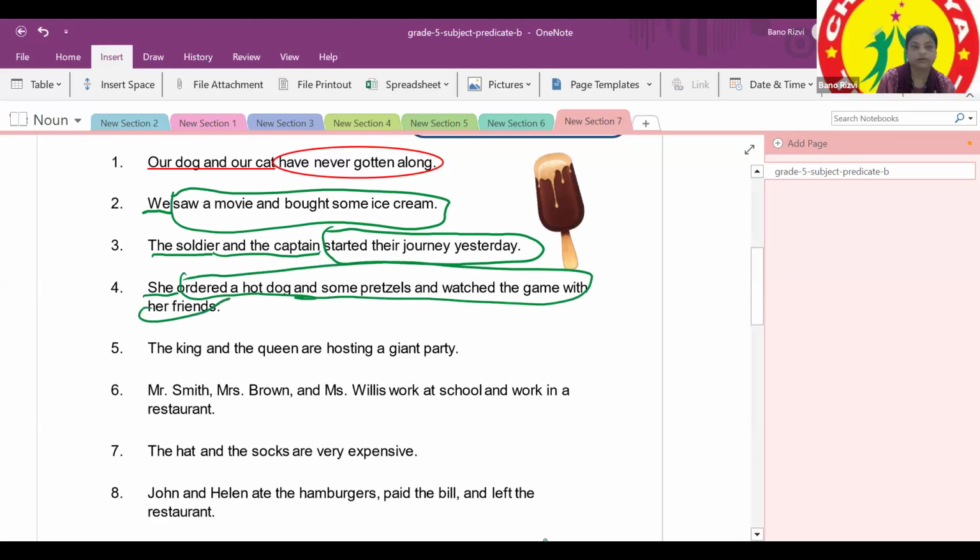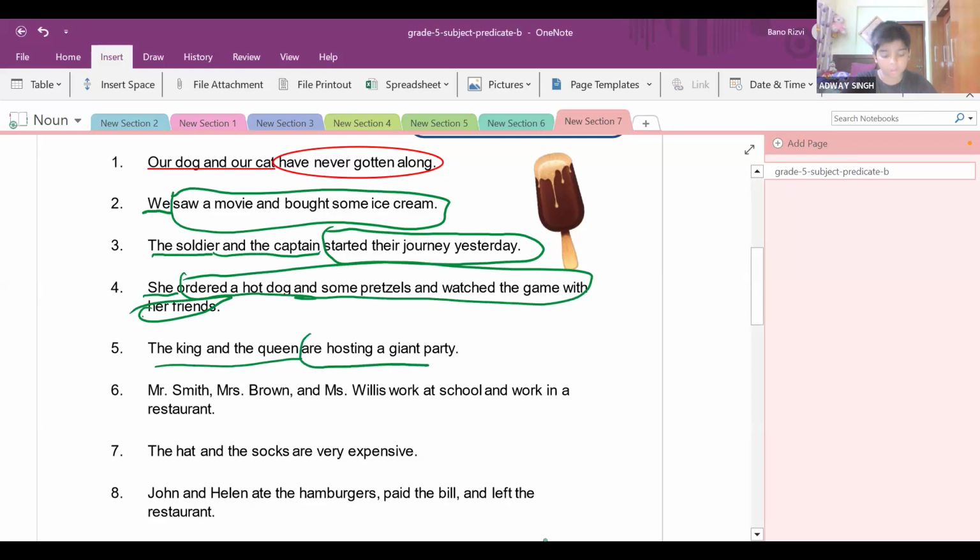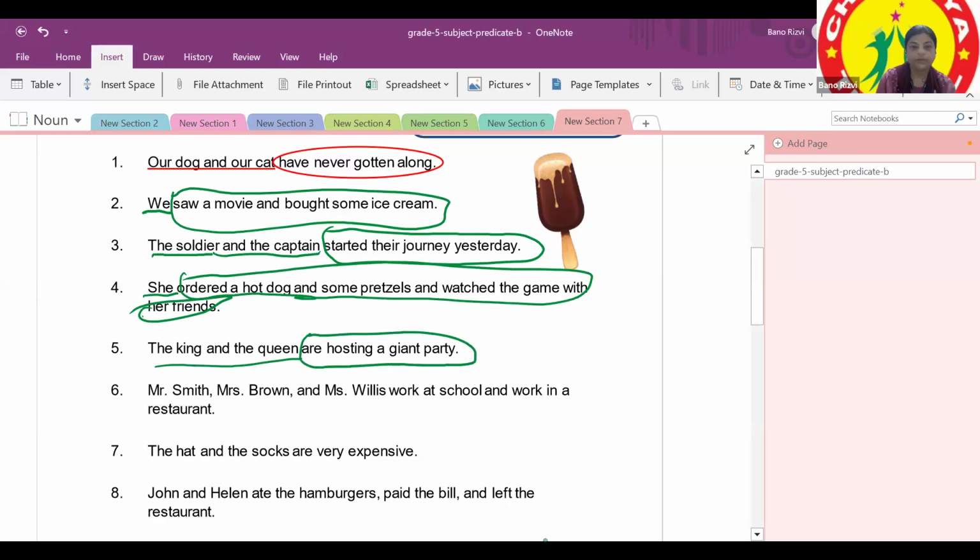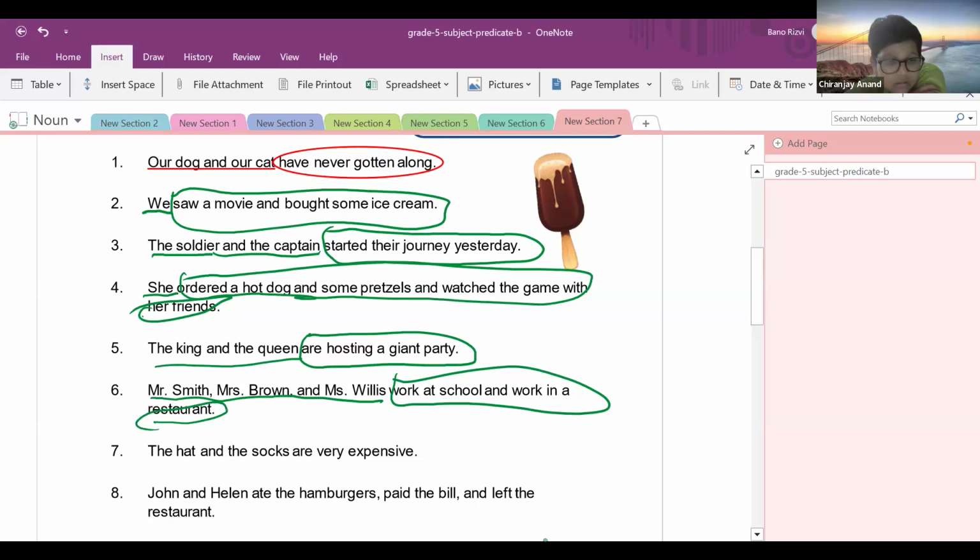Okay, and this is also the subject and the predicate. The king and the queen gave a giant party. Mr. Smith, Mr. Brown, and Mr. Willis. Okay, and how then can I work. The hat and the socks are very expensive.